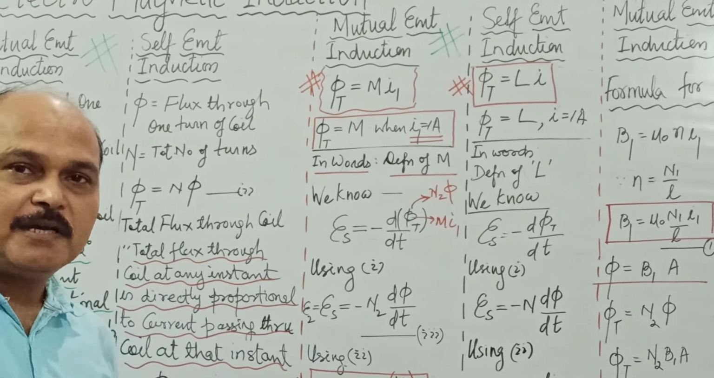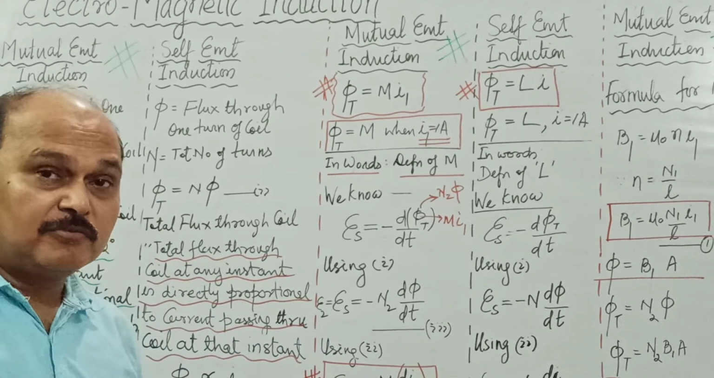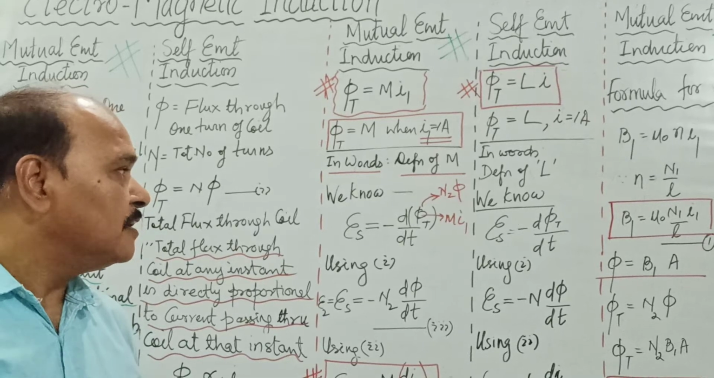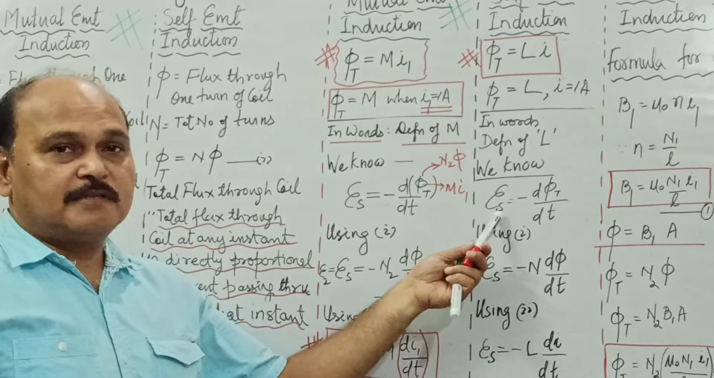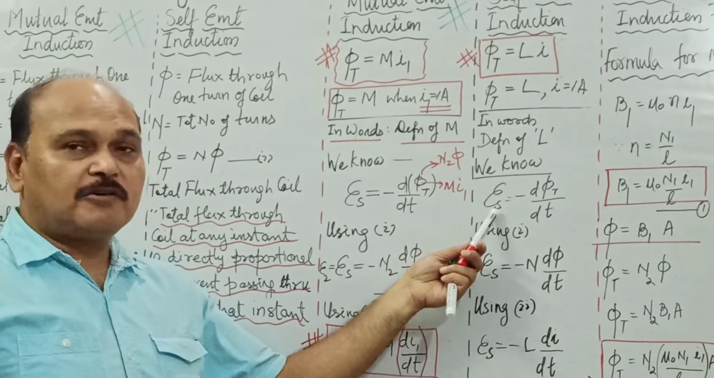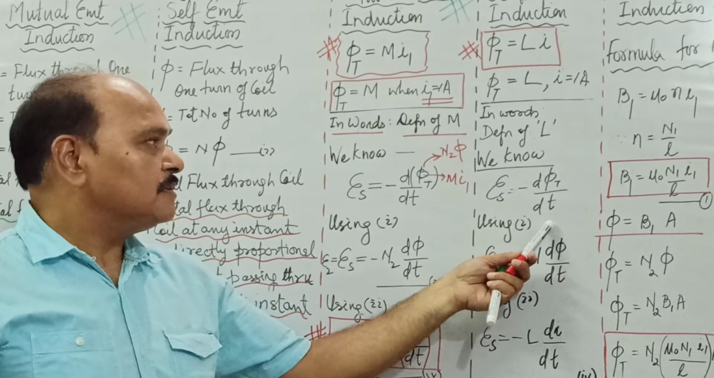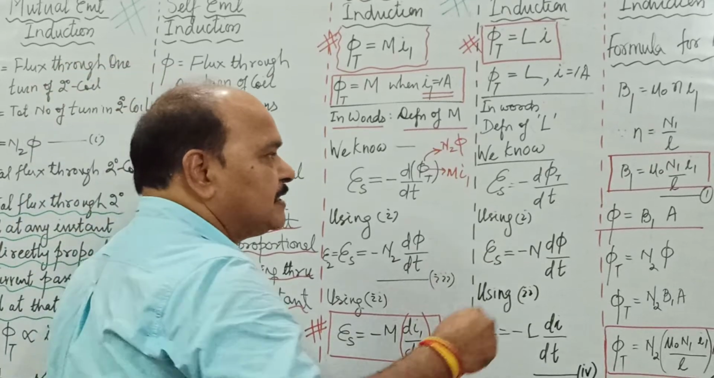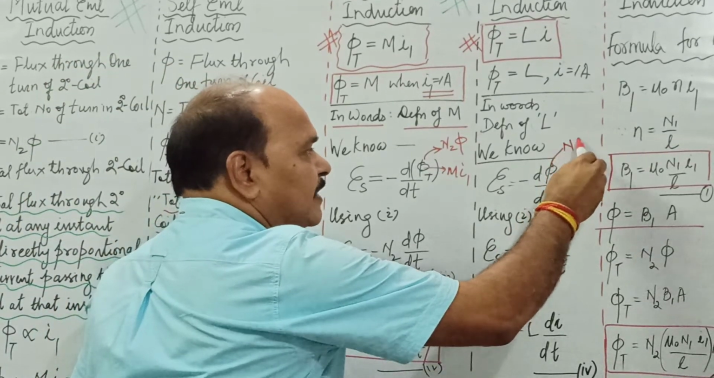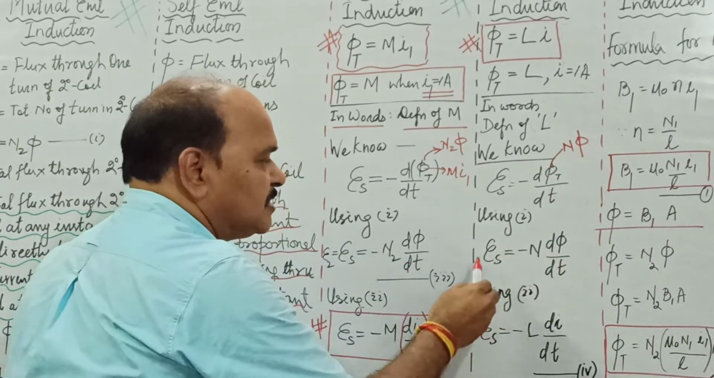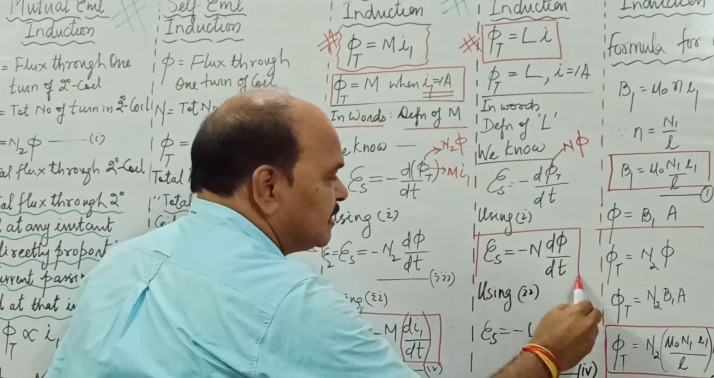The level of the numerical is 0, but you need to know this relation. Well, as usual, we know the induced EMF, that is Faraday's law. Induced EMF is minus the rate of change of flux. And if we write this flux as N times phi, then the value of induced EMF is minus N times d phi by dt.